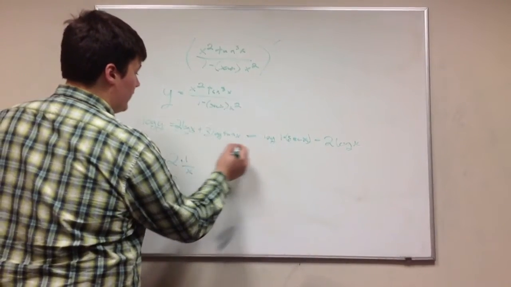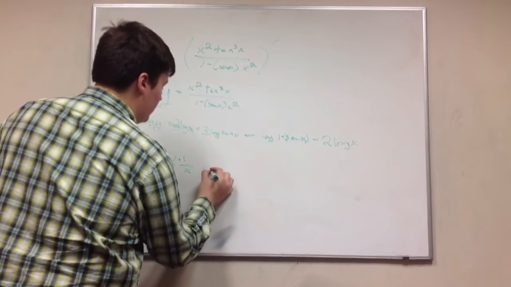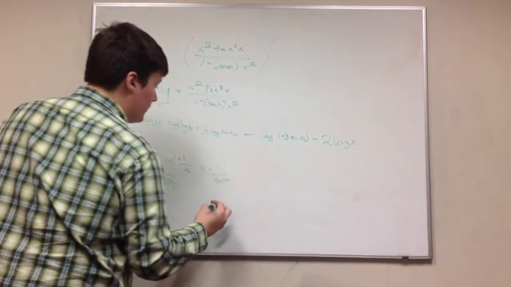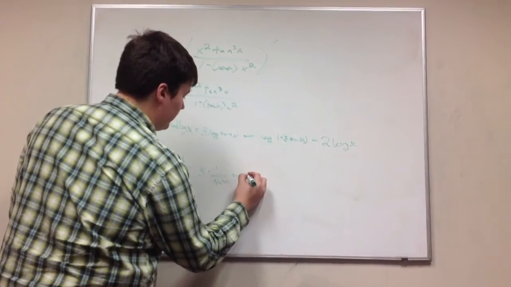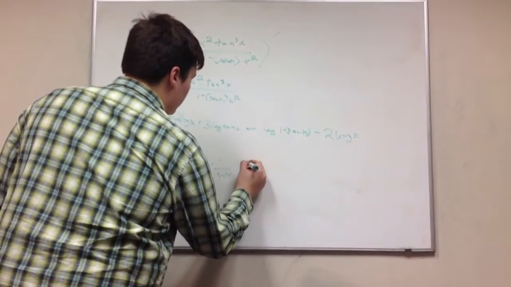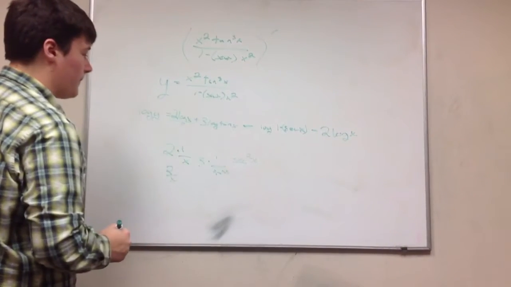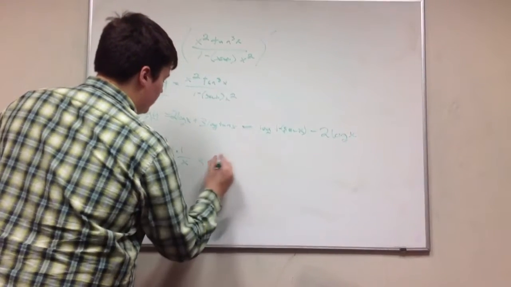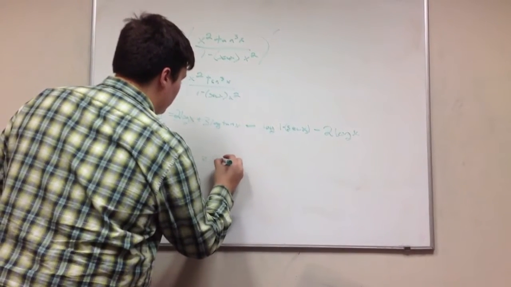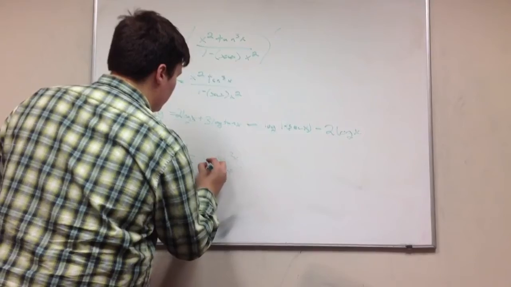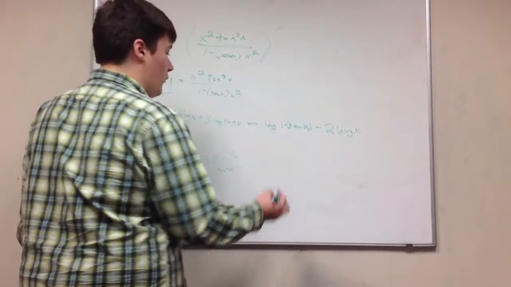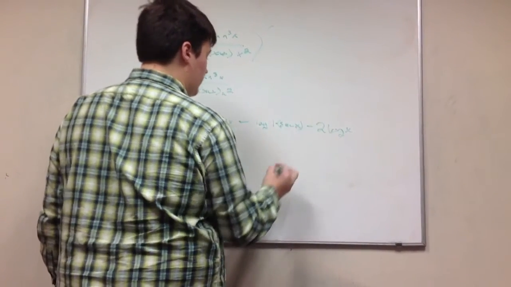Now, 3 log tangent of x. We have 3 times 1 over tangent of x times tangent of x prime. Now, tangent of x prime is secant squared x. So we have 3 times secant squared x over tan x. And minus log of 1 minus secant x.